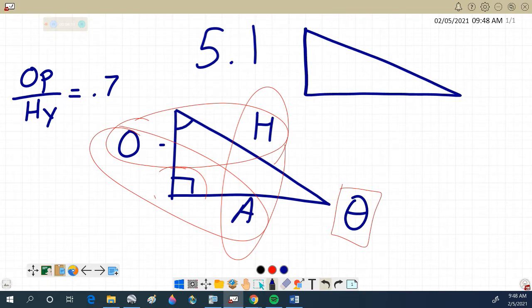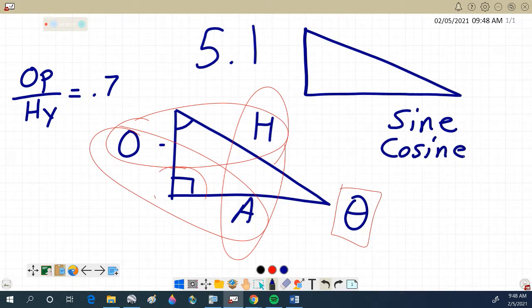So the first one is called sine, S-I-N-E. Another one is called cosine. And the last one is called tangent. What do those mean? I don't know. They're Greek. They've been around for 2,000 years. That's just what we call them.